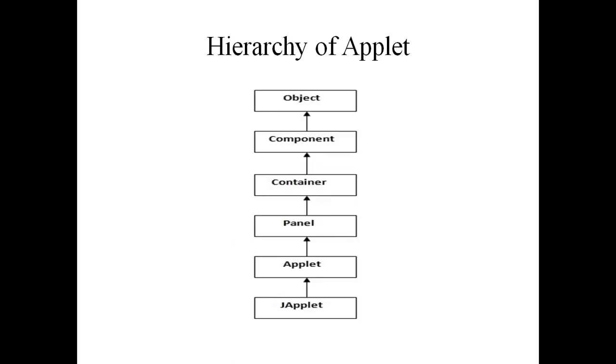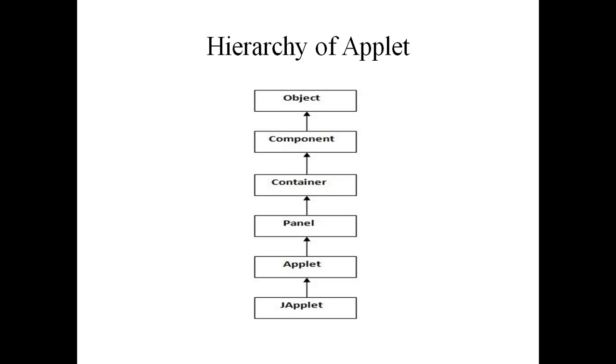Now let's see what is the hierarchy of the applet class. An applet class is actually a child class of a panel class. Applet class extends the panel class. Let's see the hierarchy. The supermost class in Java is the Object class. The Component class extends the Object class. The Container class extends the Component class. There's a Panel class which extends the Container class. Applet class extends the Panel class.